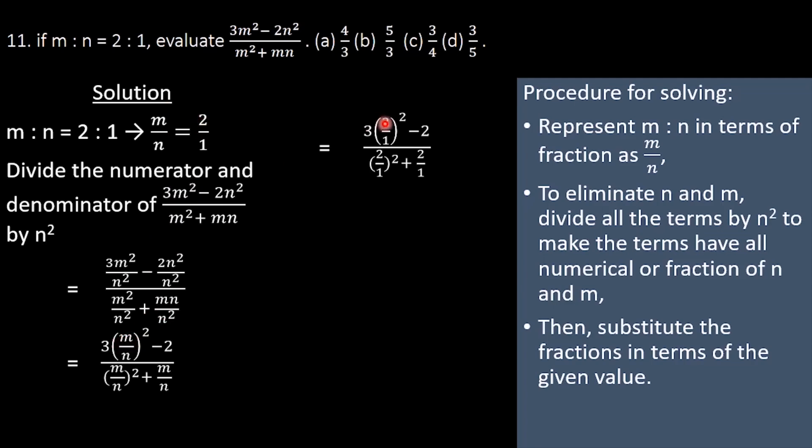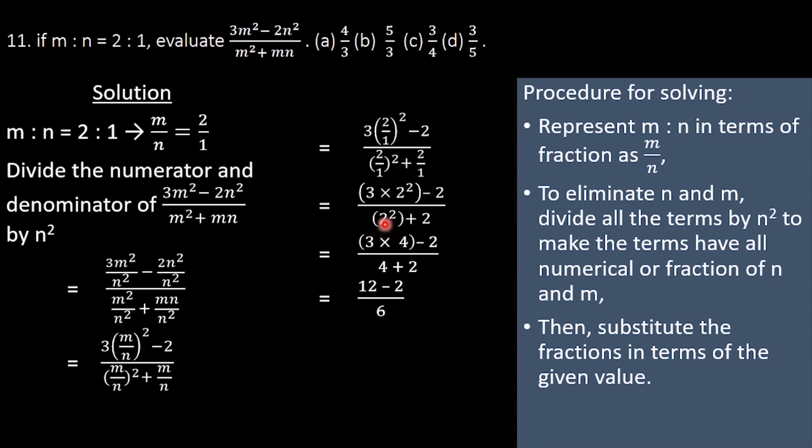We now have this expression, that is 3, open the brackets, 2 over 1 squared, minus 2, divided by 2 over 1 squared plus 2 over 1. 3 multiplied by 2 squared, close the brackets, minus 2, divided by 2 squared plus 2. 2 squared is 4, 2 squared here is 4 as well. Now 3 multiplied by 4 is 12, minus 2, divided by 4 plus 2, which is 6. Then 12 minus 2 leaves 10, divided by 6. When you reduce it to its lowest terms, we have 5 over 3.